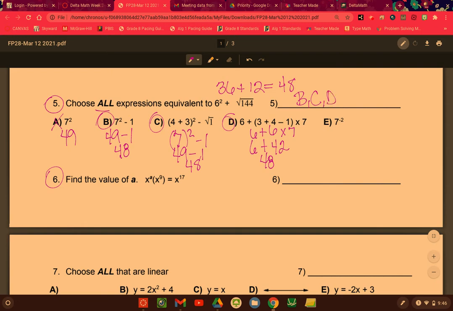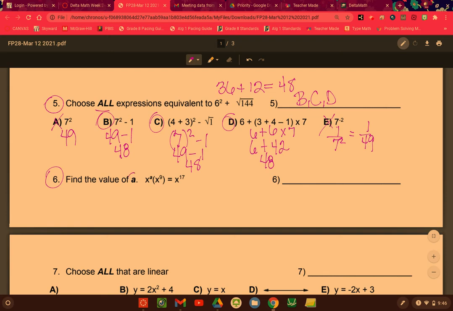And then 7 to the negative 2 power is 1 over 7 squared, which is 1/49. So not E. So B, C, and D. These are going to be on iLearn, where you have to choose all of the expressions, or you have to test different things, and they like to put these on a chart and do things like that. So be on the lookout for those.